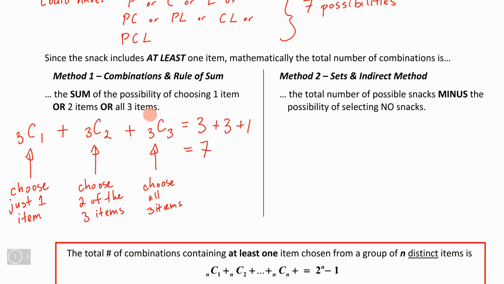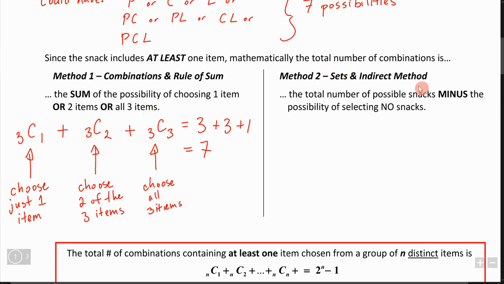The second method would be using sets and the indirect method: the total number of possible snacks minus the possibility of selecting no snacks. So the total number of possible snacks is 2 to the exponent n, where n is 3, referring to 3 items that you can take or not take. Minus 1, so we're going to subtract the 1 case of not choosing anything.